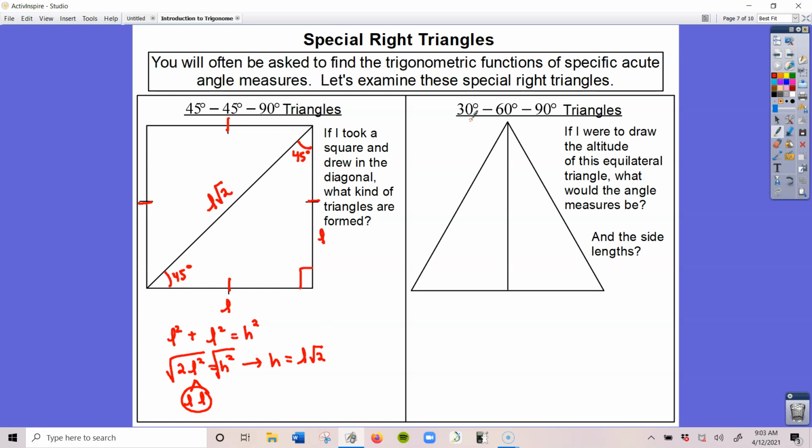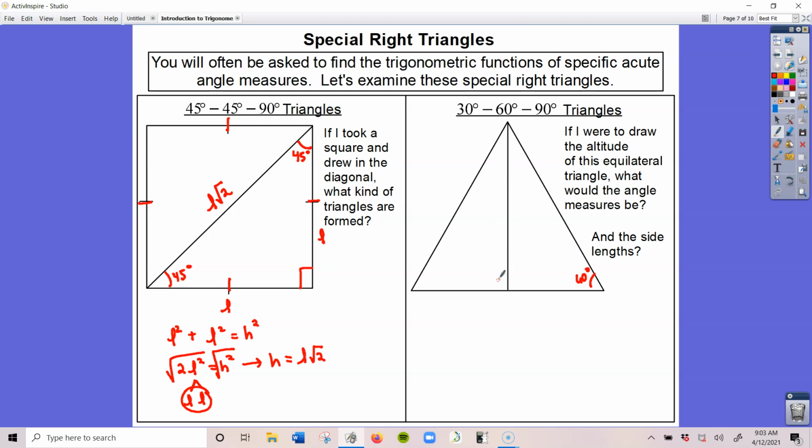Now let's look at the other type of special right triangle, which is a 30, 60, 90. And that comes from an equilateral triangle. An equilateral triangle means that this side is the same as this side is the same as this final side. Additionally, all of these angles here are 60 degrees. If I draw the altitude, this is called the altitude of the triangle, which is another fancy way of calling it the height of the triangle.